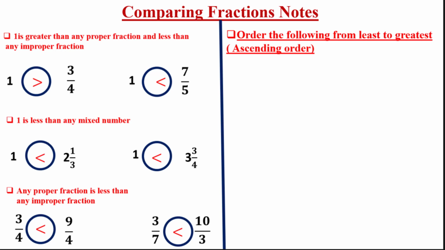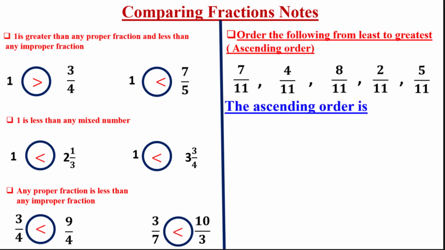He can ask you to order the following from least to greatest. From least to greatest means what? Means ascending order. We studied before. 7 over 11, 4 over 11, 8 over 11, 2 over 11, and 5 over 11. It's easy to write the ascending order here. Why? Because we have here the same denominator. So just we will order the numerators from least to greatest.